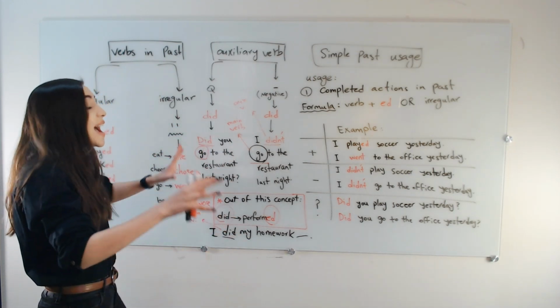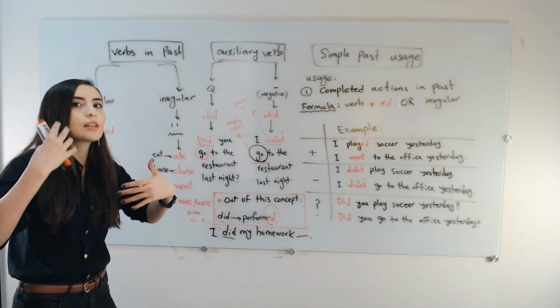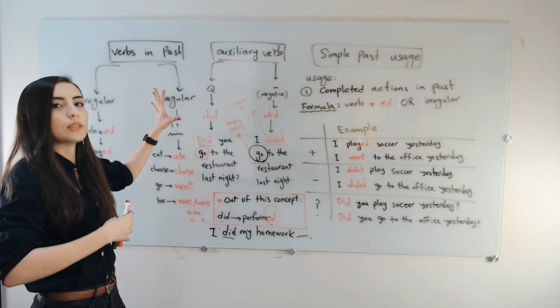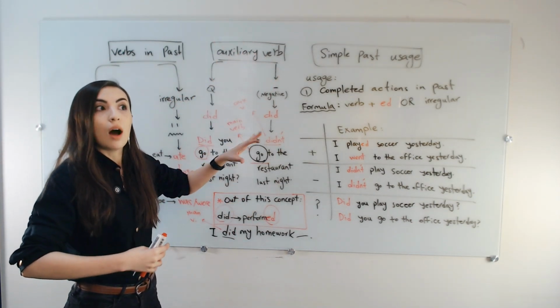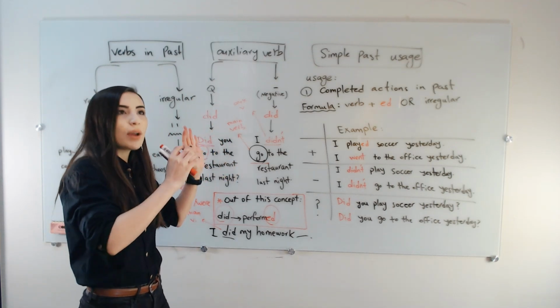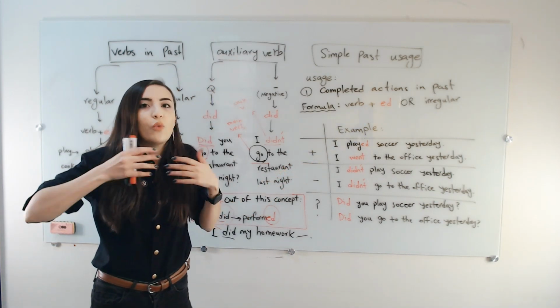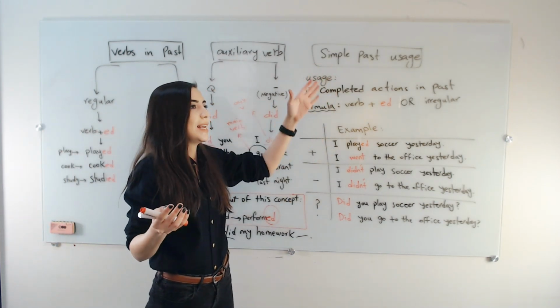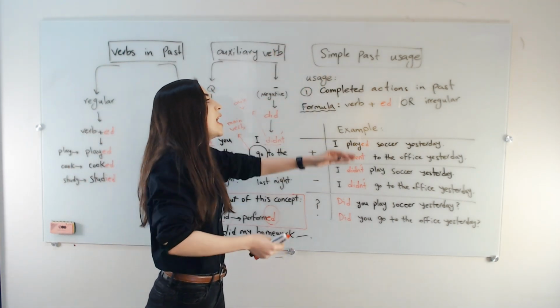Okay. Now that we know the verbs and the way that we express them and the rules that apply to them in the past, and we know the auxiliary verb of simple past, now we are going to dive into simple past and understand what are the conditions that we use simple past in actually. So, the usage of simple past.